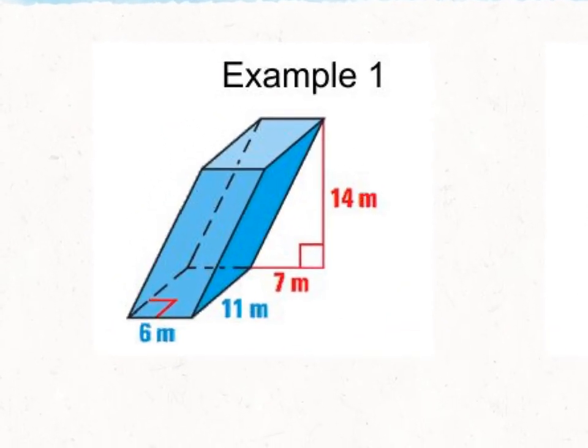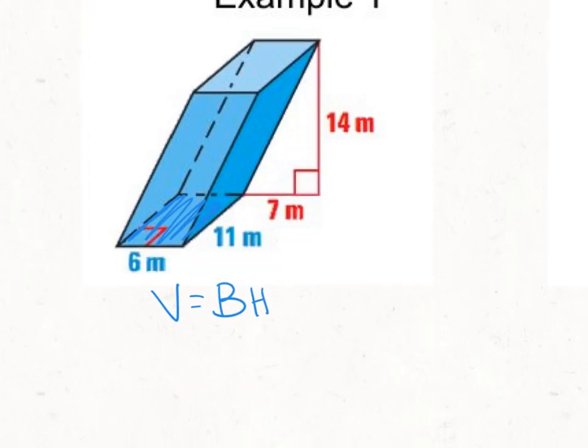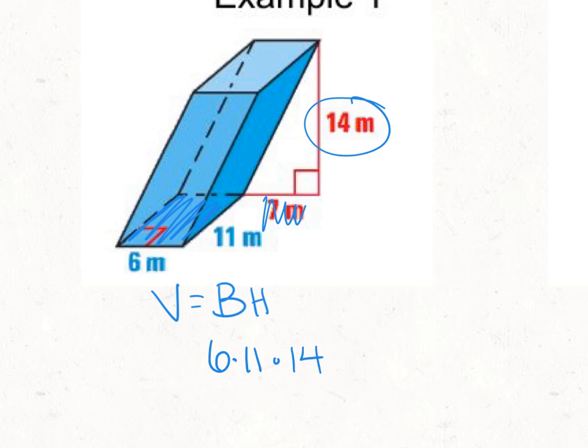In example 1, all of my sides are rectangles, so I can pick any of them to be the base. So I'm going to pick this rectangle to be our base. So volume will be the area of my base times the height. Well, the area of my base is 6 times 11. My height is 14. The 7 is just there to mess with me. My height is always perpendicular, even if I have an oblique prism. So 66 times 14 works out to be 924 meters squared.